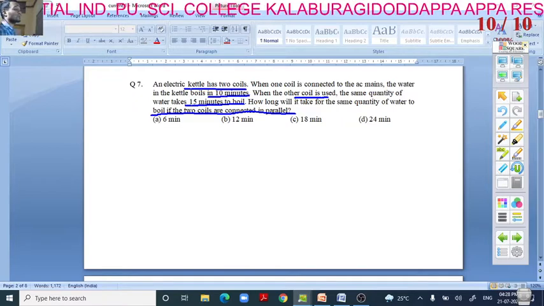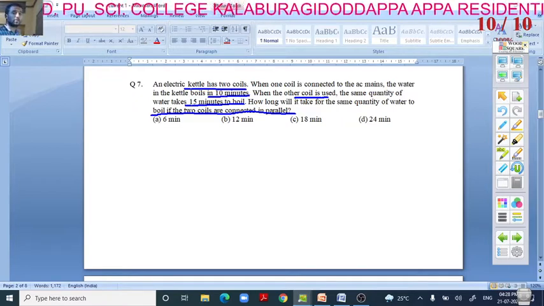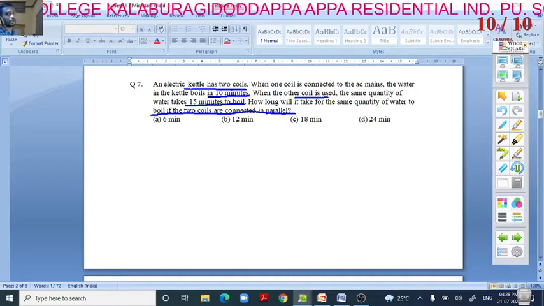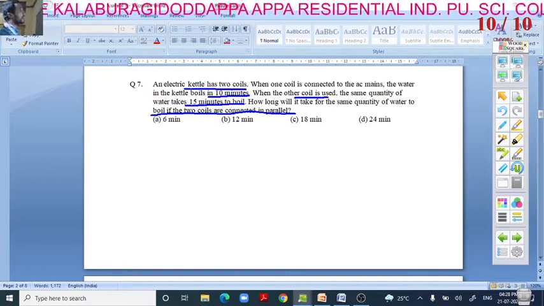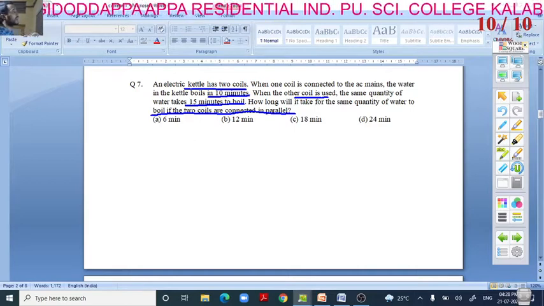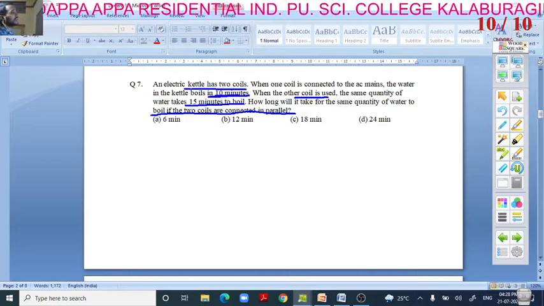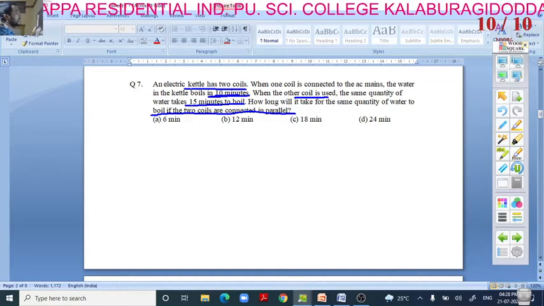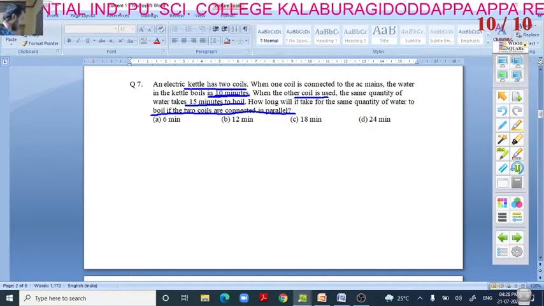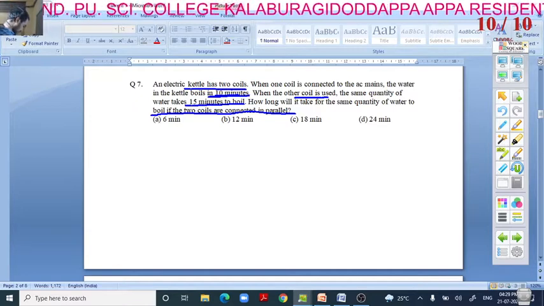Okay, now I am going to use both the coils in parallel. Now I am going to find how much time it will take to boil, right? Once it took 10 minutes and once 15 minutes; by using both the coils, how much time will it take to boil, that I want to find here. This is the question.